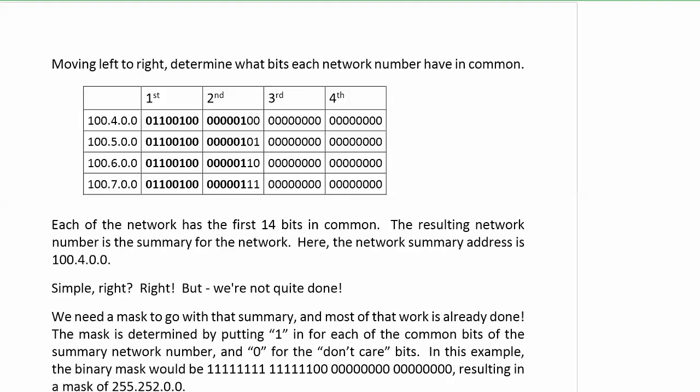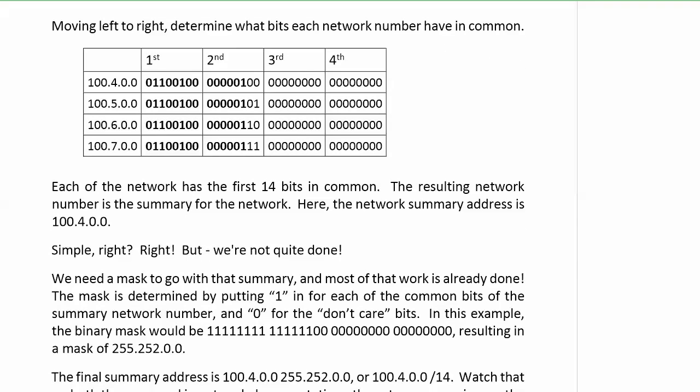Now here's how you get the route itself. Moving left to right, determine what bits each of the 4 network numbers have in common. Now I've bolded that for you here, but you want to be careful when you're going from left to right here. Not that you don't know how to go from left to right, but when you're going left to right, don't make the mistake of stopping at where the zeros are the bits in common.